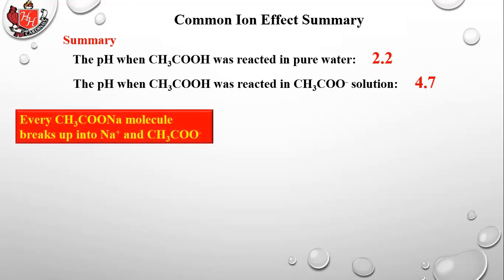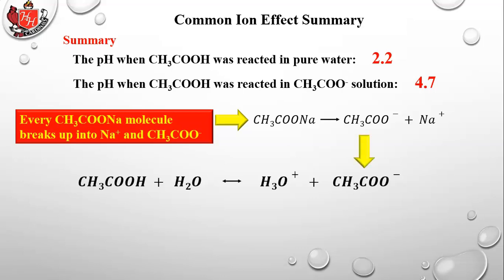So here's a little graphic. Every CH3COONa molecule breaks up into an Na+ and an acetate ion, CH3COO-. So there you have that. So now you have 2.1 molar of acetate ion, CH3COO-. They're already existing in the solution before we even put the acetic acid in.